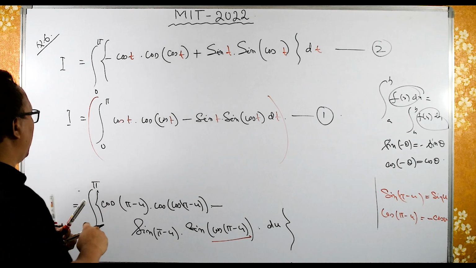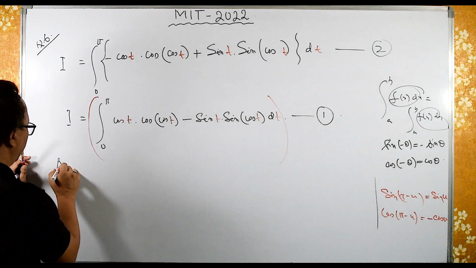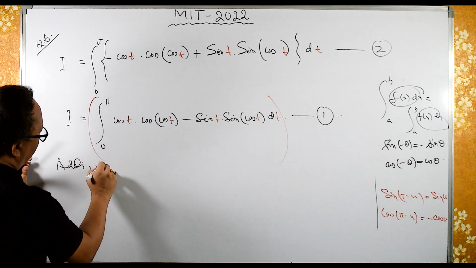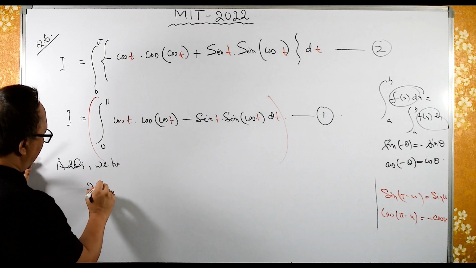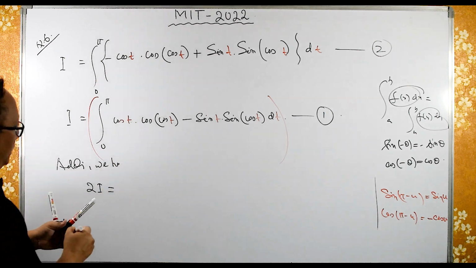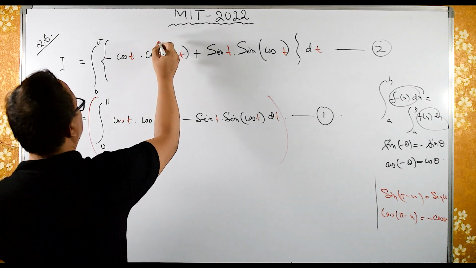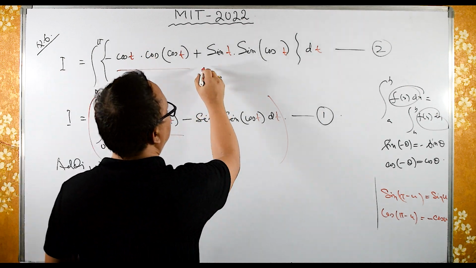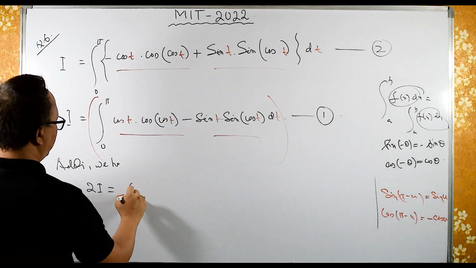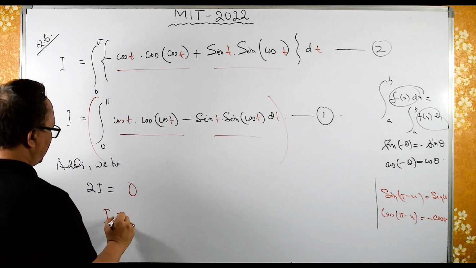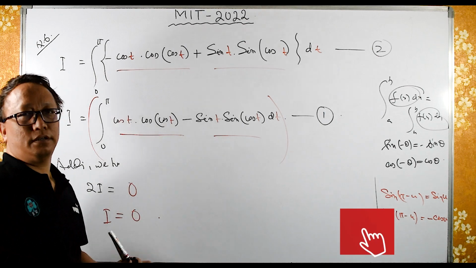Now if I add these two, we have twice I on the left-hand side, equal to: this term and this term get cancelled, and this term and this term get cancelled. We have 0. Therefore I equals 0. So it is the required answer.